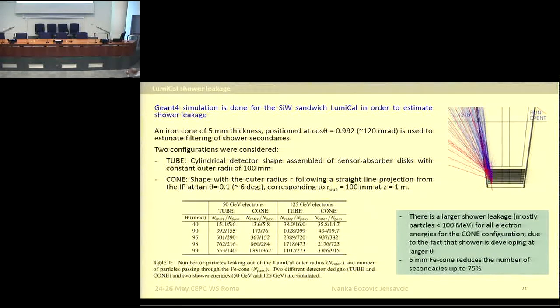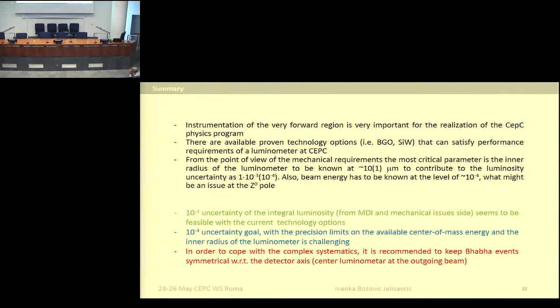This is another interesting study. It's the simulation of the shower leakage from the LumiCal for two configurations, the tube and the cone configuration. Of course, because of the angles due to the shower developing, the leakage is larger for the cone configuration, but nevertheless, the main message here is that it can be cured with a 5 millimeter iron cone that basically reduces the number of mostly low energetic secondaries by up to 75%. So I'm coming to my conclusion.